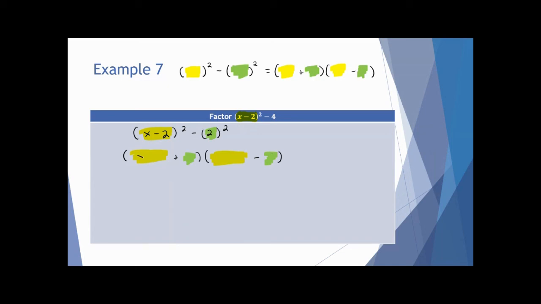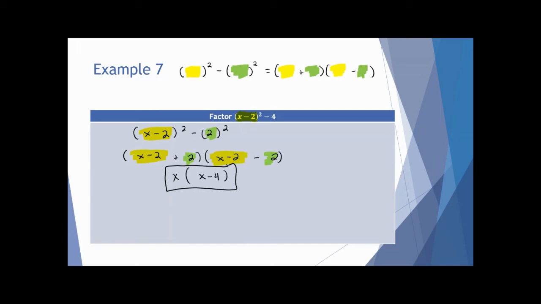So now I'm going to fill it in. So yellow is x minus 2, and then the green is 2. So now I need to simplify. I have x minus 2 plus 2. So negative 2 plus 2 is 0, so I just have x. And then in my second one, negative 2 minus 2 is negative 4, so I have x minus 4. So I used the difference of two squares to factor, and then I simplified to give me my final answer.